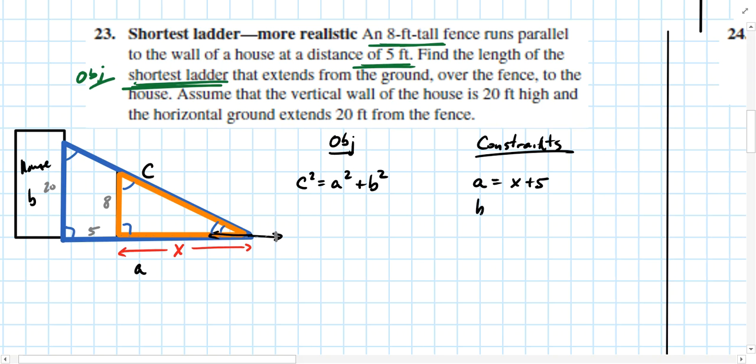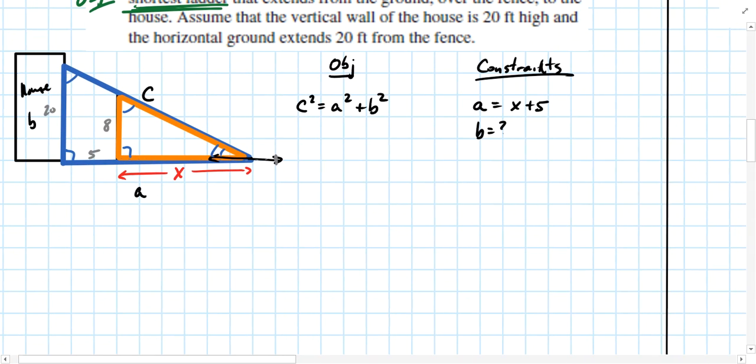Now, B, on the other hand, that's a bit harder to establish because it might be thought that B has to be 20, but remember, as this ladder slides to a different position, then the height of the blue triangle changes. We know that the height's maximum is going to be 20 because that's the top of the house, but as far as the actual B value, we don't quite know what that is.